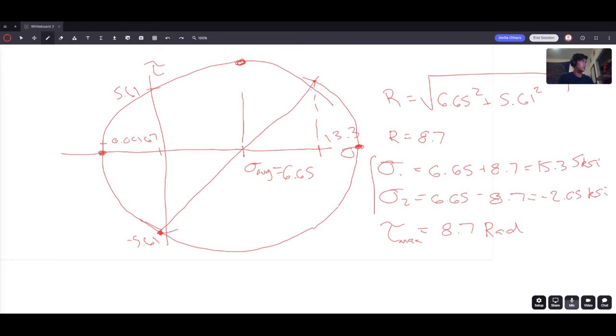And that should be our final answer. The principal stresses are 15.35 KSI and negative 2.05 KSI, and then tau max is 8.7.